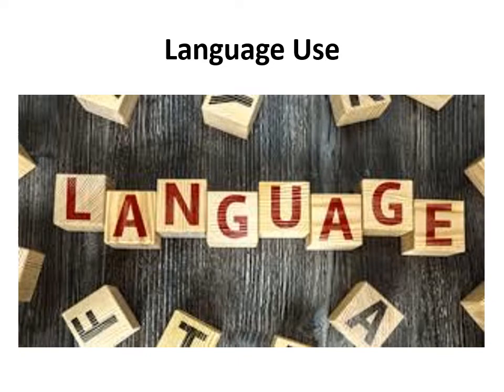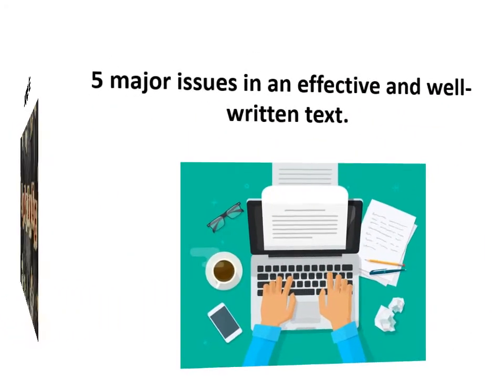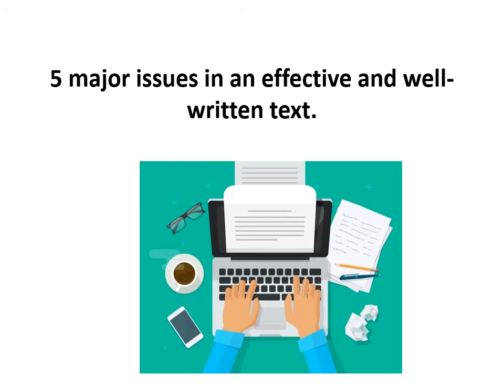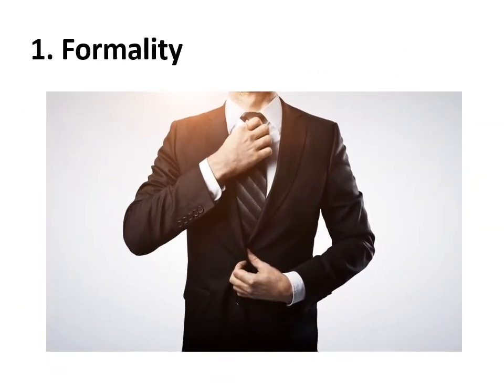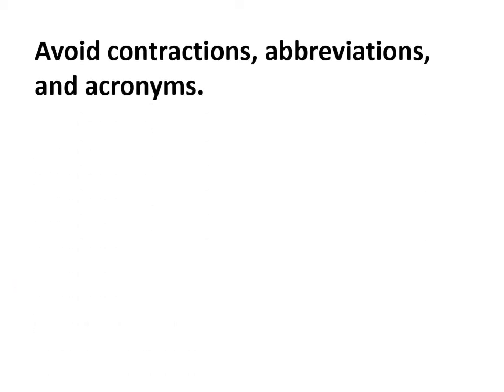That's why it's important to know the five major issues in an effective, well-written text. First one is formality. In academic writing, it is a must to use formal language. How do we manifest a formal language? There are three things that we need to avoid: contractions, abbreviations, and acronyms.